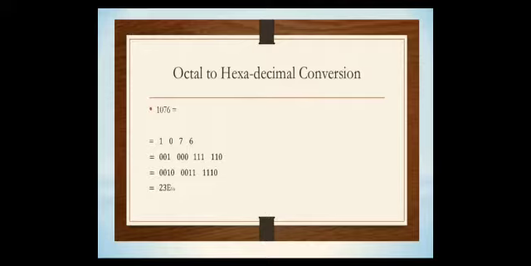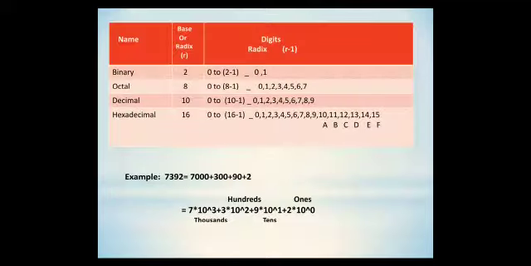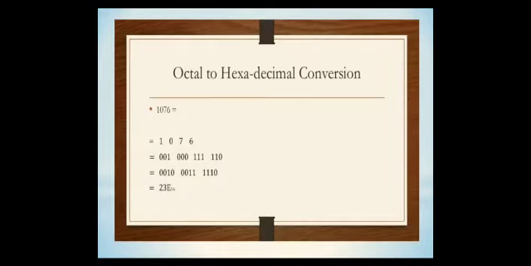Here 1110 is nothing but E. Okay, means E in binary is 1110. E is known as 14. Okay, and 0010 is 2 and 0010 is 2, and 0011 is 3. So like this way we are converting octal to hexadecimal conversion.